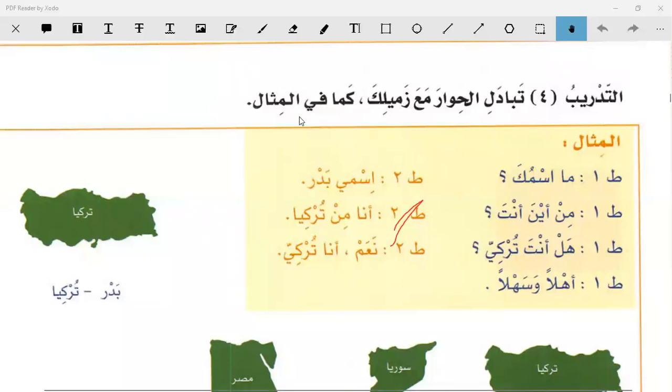So there was a noise coming from Miss Mariam, so I had to remove her. Now I hope you will not hear any noise here. Now Masmuka means, what is your name? Ismi Badr, my name is Badr. Min aina anta, where are you from? Ana min Turkiya, I am from Turkey. Hal anta Turki, are you Turkish? Naam, ana Turki, yes, I am Turkish.